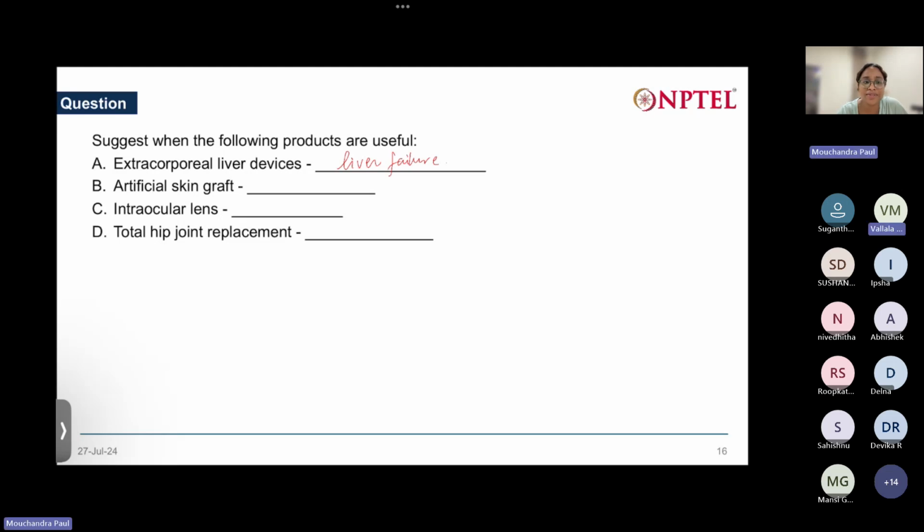Very, very vague term, skin damage. What kind of skin damage? So I have a cut in my arm, say, so a graft will be useful. Third-degree burns. Yeah, for burns, right? Acid burns, fire burns, right? Also, it is useful in those patients who are having chronic wounds.